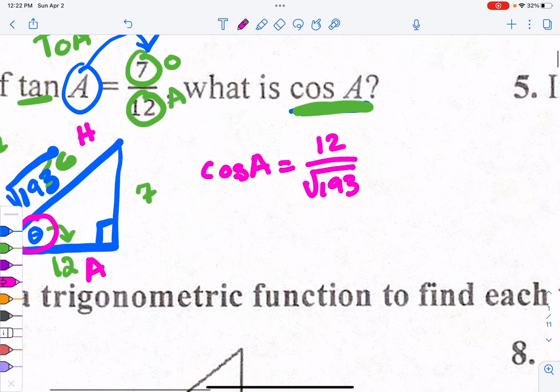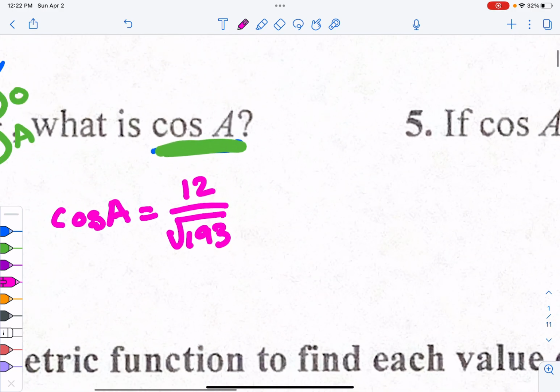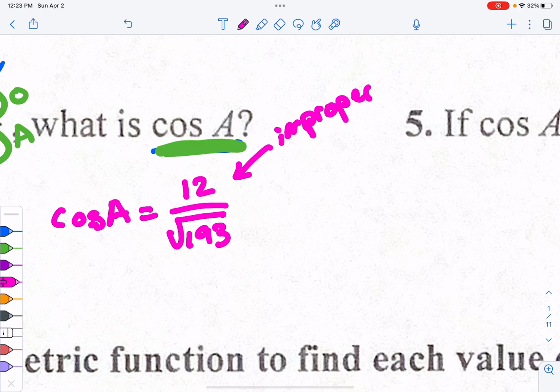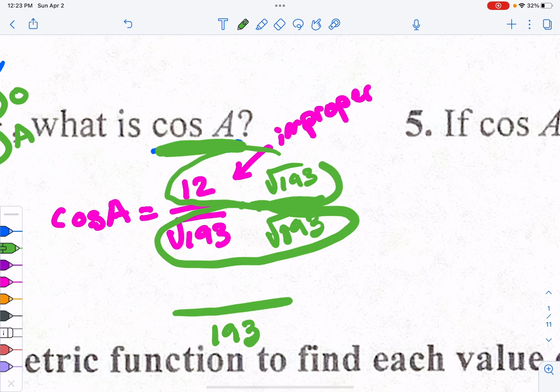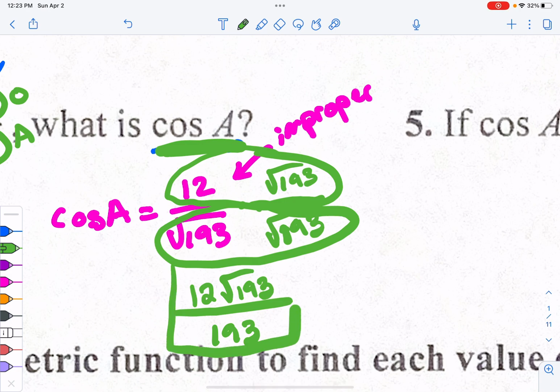Now, I think when we did this section, we said, don't leave the square root in the bottom. I don't remember for sure. I think we said, yeah, get rid of the square root out of the bottom because this is technically considered to be improper. So to get rid of that square root out of the bottom, we multiply by the square root of 193 over the square root of 193 because I don't want that 193 in the bottom. When you multiply those together, the 193 comes out of the square root, and the top just becomes 12 square roots of 193. So we're making it look uglier technically, but it's now considered to be proper.